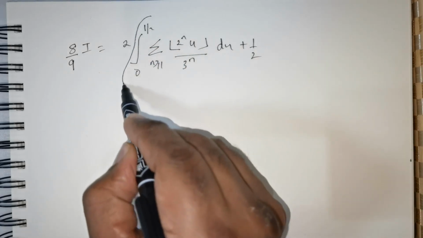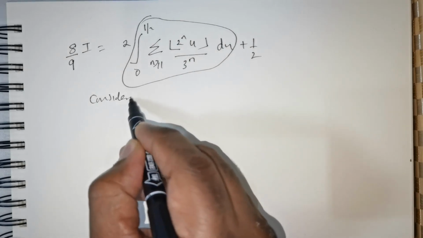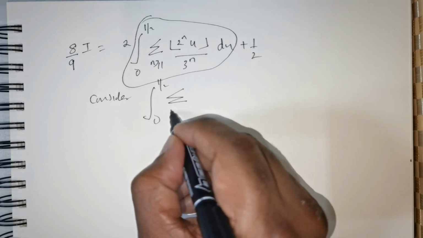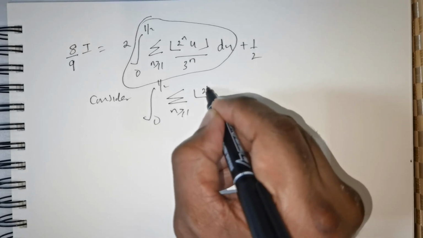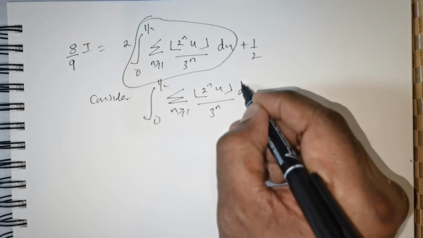Now let me consider this quantity alone. Consider integral 0 to 1/2 sigma n ≥ 1 floor of 2^n u divided by 3^n du.